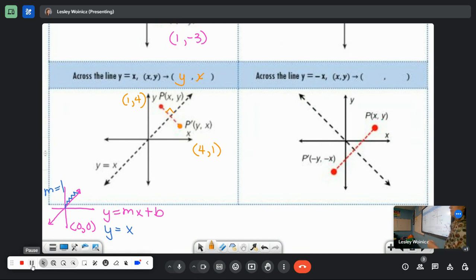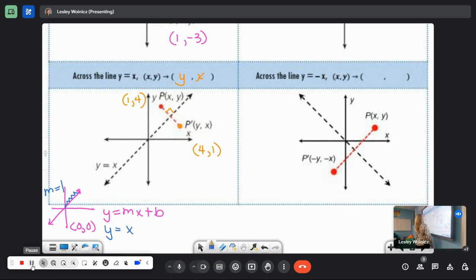Do you guys see how you don't have to memorize these? All you need to do is pick a cute little point where you can tell the difference between the X and the Y, and you can figure any of these out. Easy, no problem. All right, what about this one?